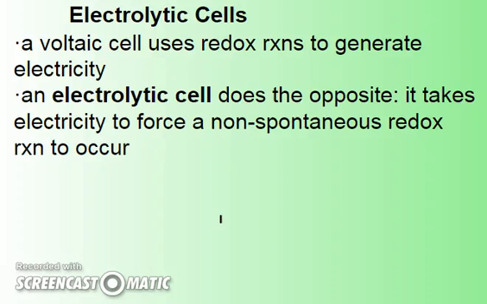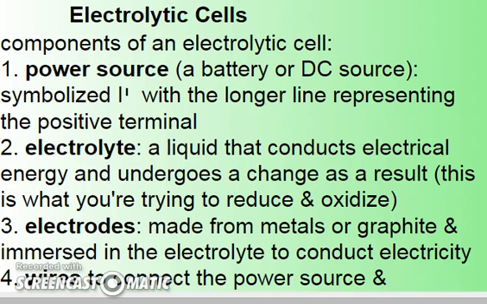So a voltaic cell that we talked about in 9.4 is a spontaneous redox reaction that's going on to generate electricity, and you separate it into two half cells so that the electrons have to travel through a wire to generate electricity and complete the redox reaction. An electrolytic cell does just the opposite. It uses electricity to force a non-spontaneous redox reaction, one that won't naturally occur on its own, to happen. So basically you're forcing the reverse reaction to happen.